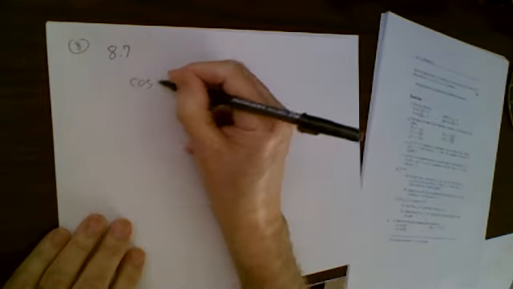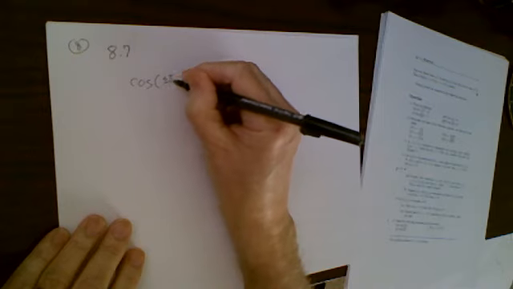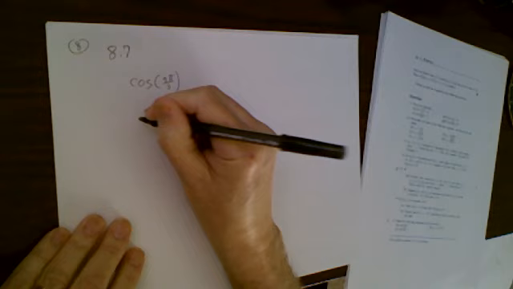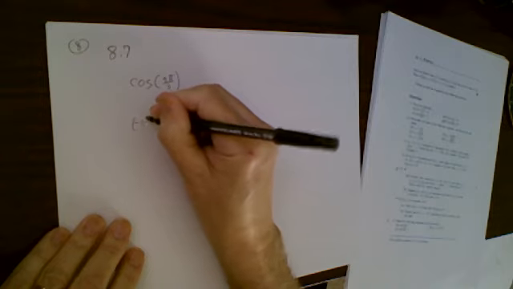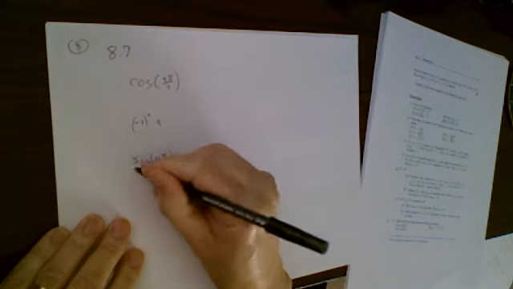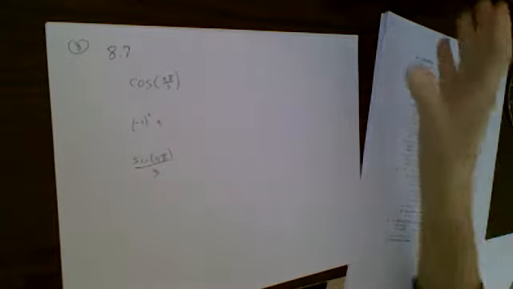Next, for 8.7, show that the following sequences do not converge. Again, we have cosine of n pi over 3. We have negative 1 to the n over n. And we have sine of n pi over 3.